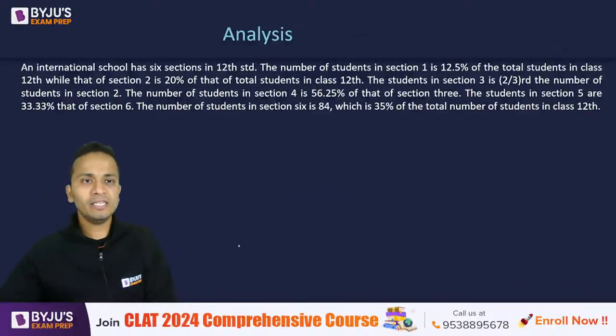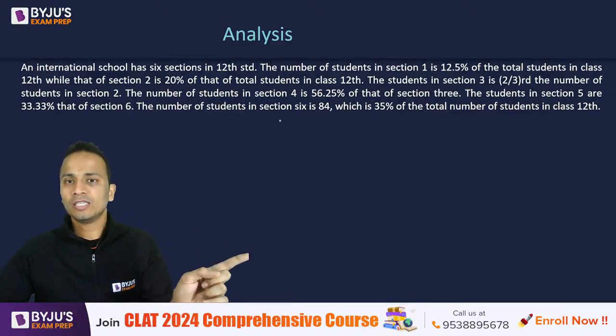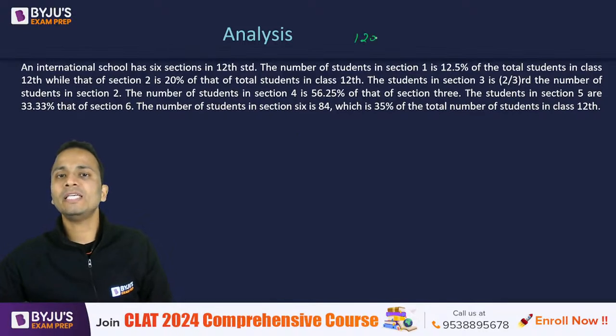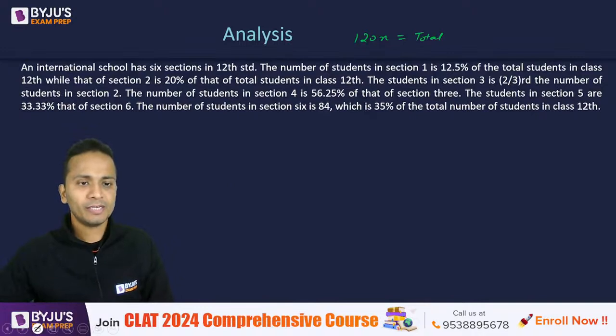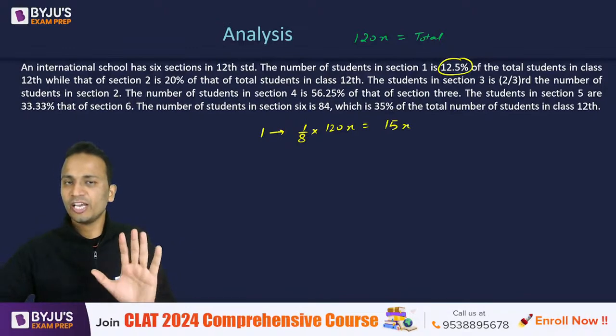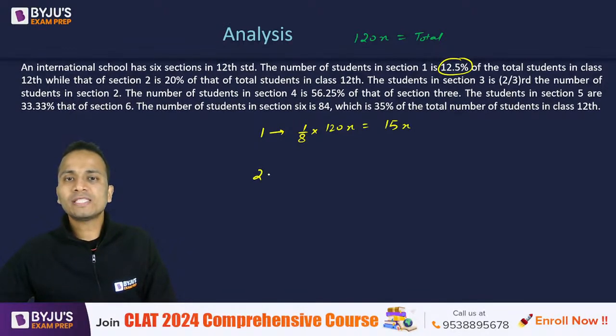I have a blank screen now on which the relevant information from the previous set is given, and I'll make a small table out of it. There are 6 sections and 120x is the total number of students. Section 1 has 12.5 percent, which is 1/8. So 1 by 8 of 120x will be equal to 15x. No fraction involved.